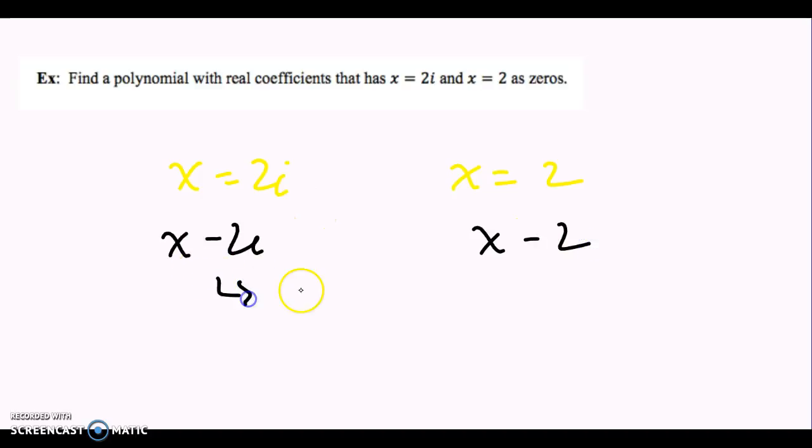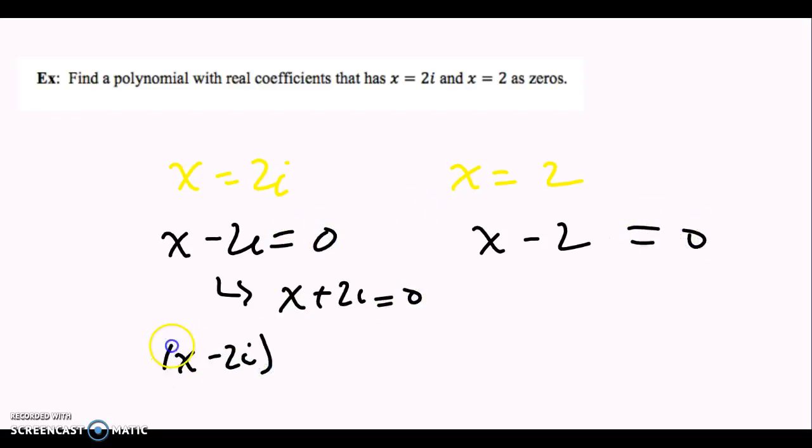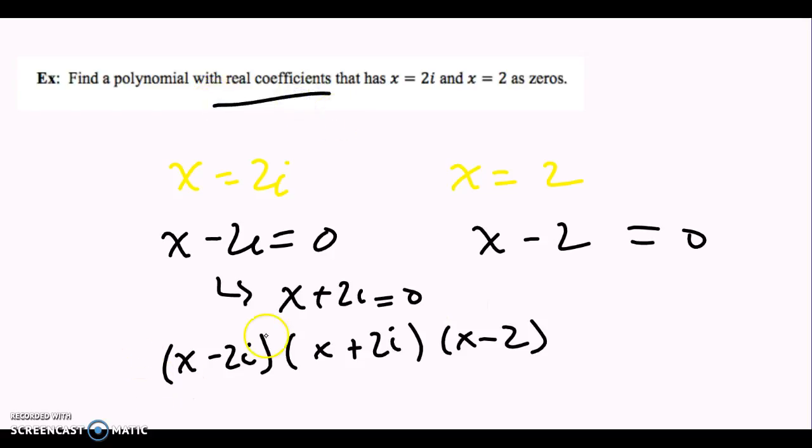Last one. Find a polynomial with real coefficients. Let's do x equals 2i. Let's do x equals 2. Let's change the color. x minus 2i is one factor, x minus 2 is the other, but we need the positive one as well. We need x plus 2i equal to 0. And then finally, my answer is x minus 2i, x plus 2i, and x minus 2. They are real coefficients. Here's my answer.